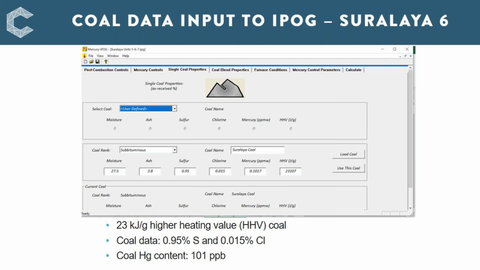The information that we have, it's a fairly good coal, sub-bituminous coal with again almost 1% of sulfur, which is high for Indonesia, and a reasonable amount of chlorine, 0.015% of chlorine. Fairly high mercury content, over 100 ppb. To our knowledge, there is no blending going on at Suralaya 6, so we have used that one single coal. Next, please.